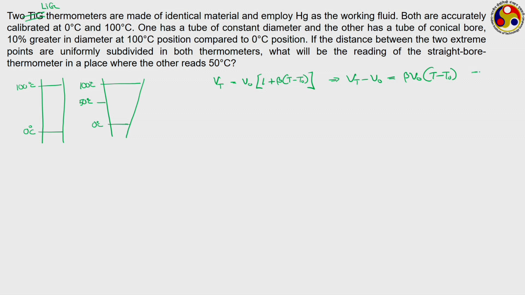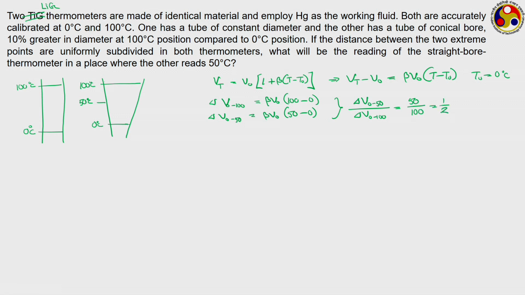Let us say we take T_0 equal to 0 degree Celsius, then this V_T minus V_0 can also be written as delta V corresponding to 0 to T. So, delta V corresponding to a temperature change from 0 to 100 should be equal to beta V_0 into (100 minus 0). Similarly, the change in volume when the temperature changes from 0 to 50 should be beta V_0 into (50 minus 0). If we combine these two, the change in volume for 0 to 50 divided by the change in volume for the 100 degree Celsius change should be equal to 50 by 100, that is, half.